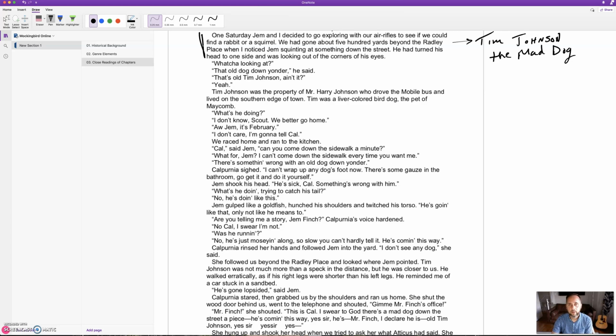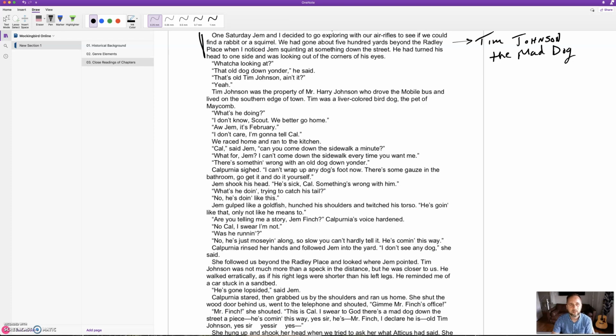"So one Saturday, Jem and I decided to go exploring with our air rifles to see if we could find a rabbit or a squirrel. We had gone about 500 yards beyond the Radley place when I noticed Jem squinting at something down the street. He had turned his head to one side and was looking out of the corners of his eyes. 'What you looking at?' 'That old dog down yonder,' he said. 'That's old Tim Johnson, ain't it?' 'Yeah.' Tim Johnson was the property of Mr. Harry Johnson, who drove the mobile bus and lived on the southern edge of town. Tim was a liver-colored bird dog, the pet of Maycomb."